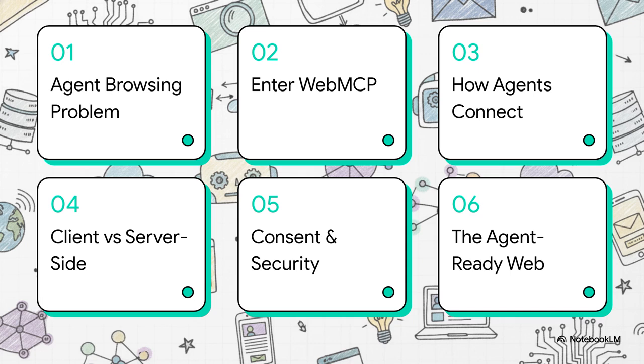So, here is our roadmap for today. First, the agent browsing problem. Second, enter WebMCP. Third, how agents actually connect. Fourth, client-side versus server-side. Fifth, user consent and security. And finally, number 6, the agent-ready web.